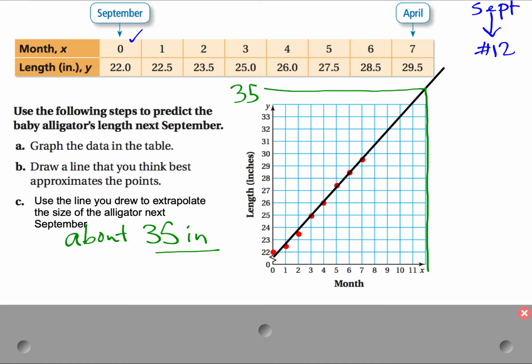Now, it's not guaranteed it'll be that long. This looks like a pretty good graph, so it's probably going to be pretty close. The only thing that might change that is if the biology of the alligator causes it to grow at a different rate. Humans have that. We go through growth spurts, and as we get into adulthood, we don't tend to grow in height anymore, but we do grow other ways.